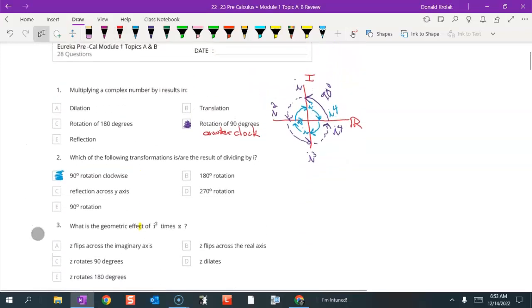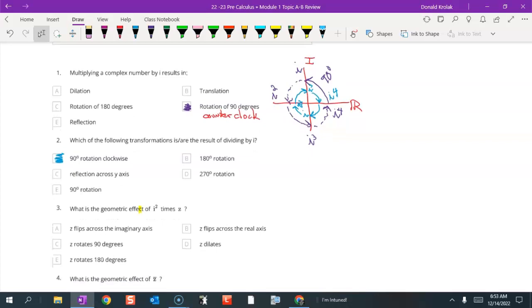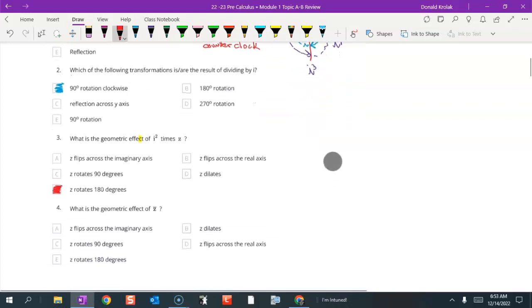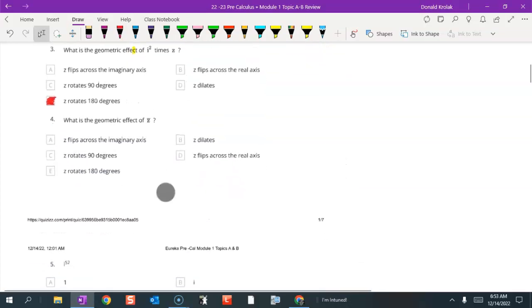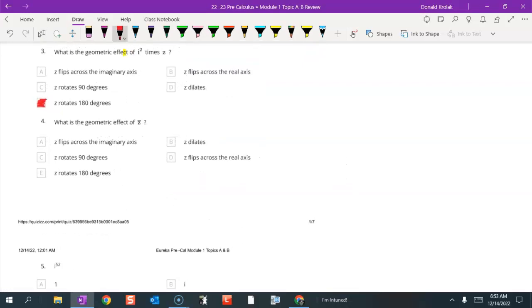Okay, what's the geometric effect of multiplying i squared times z? Well, i squared is going to be a 180-degree turn, and it doesn't matter if it's clockwise or counterclockwise because it's the same place. Okay, what's the geometric effect of z with a bar? So that's the conjugate. If we had a point, let's say this point was 2i, its conjugate is going to be negative 2i. So that's the same as flipping it over the real axis, or the x-axis.